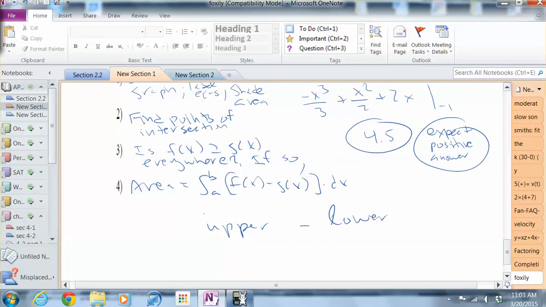And remember, the upper function will be y in terms of x, and the lower will also be y in terms of x. And you always want to guarantee that the y values in the upper function are greater than the y values of the lower function for a particular x value.